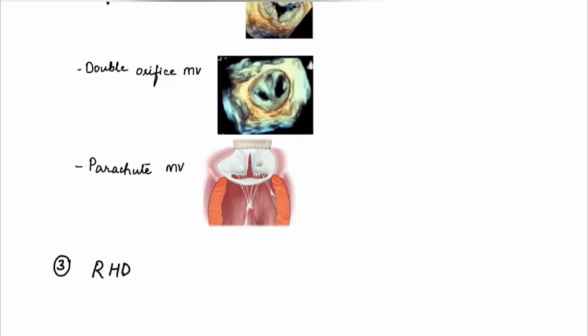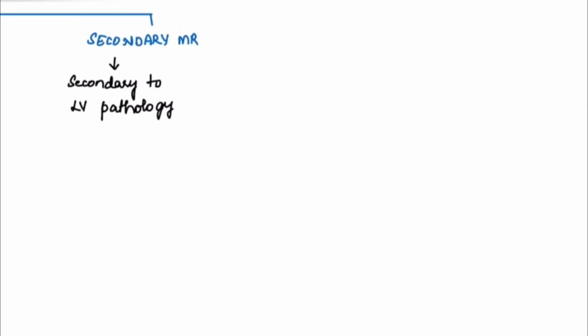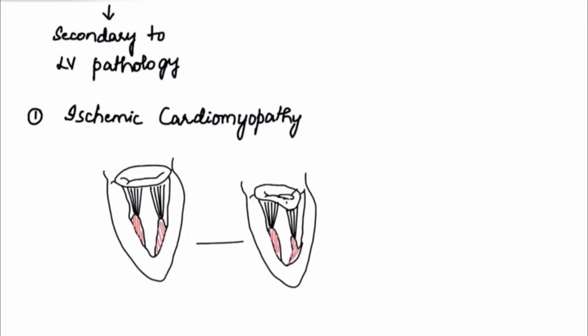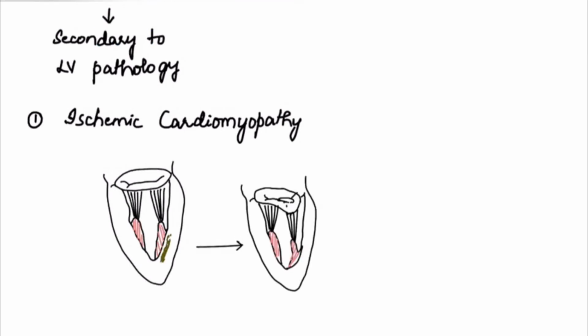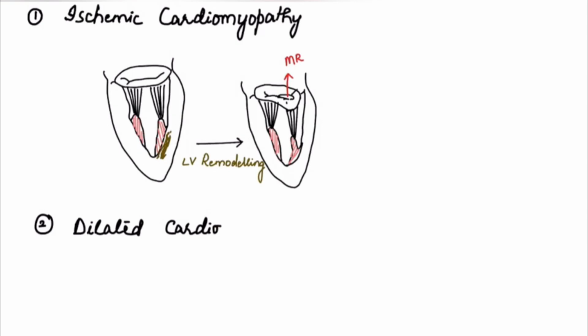Now looking at the secondary mitral regurgitation, which is usually secondary to some left ventricular pathology like ischemic cardiomyopathy. So whenever there is ischemia, there is left ventricular remodeling. So in case the ischemia was in the region of the papillary muscle, this left ventricular remodeling causes displacement of the papillary muscle that will pull the valve leaflet, giving space to cause a mitral regurgitation. Next is a dilated cardiomyopathy.